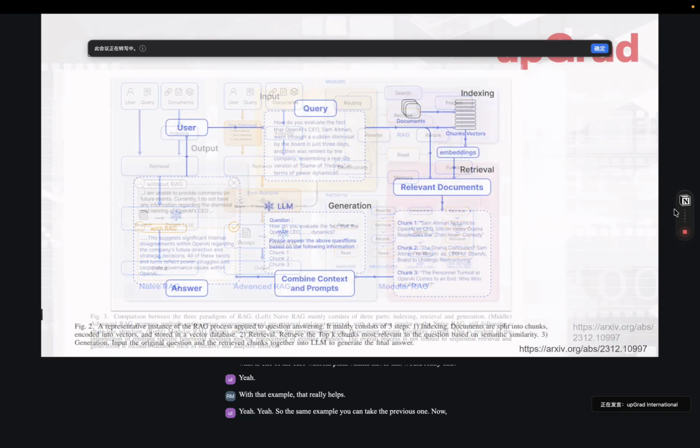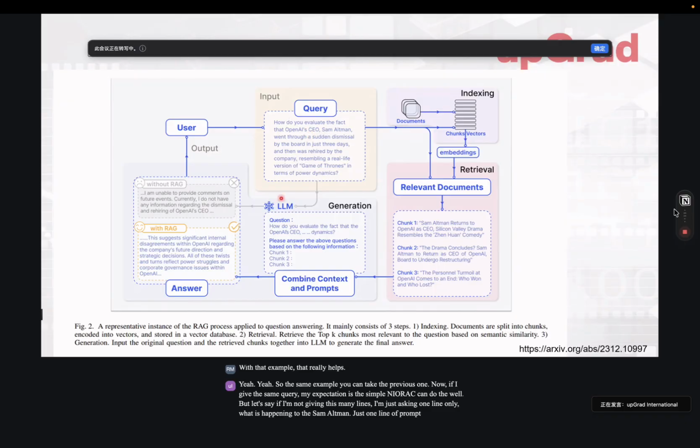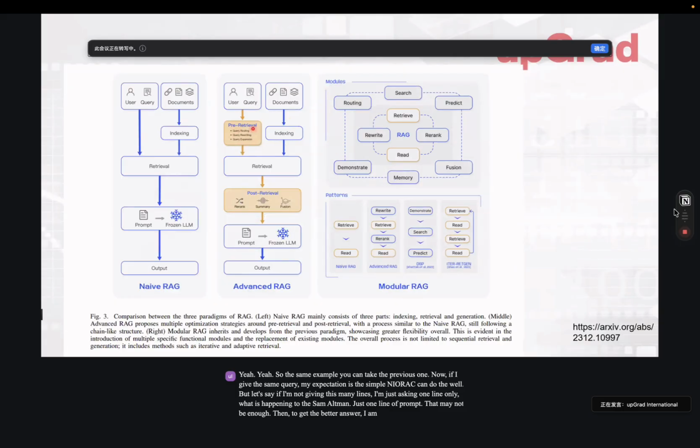Now, if I give the same query, my expectation is the simple naive RAG can do well. But let's say I'm not giving this many lines, I'm just asking one line only. What is happening to the Sam Altman? Just one line of prompt. That may not be enough. Then, to get a better answer, I am trying to add some more information by rewriting the prompt.